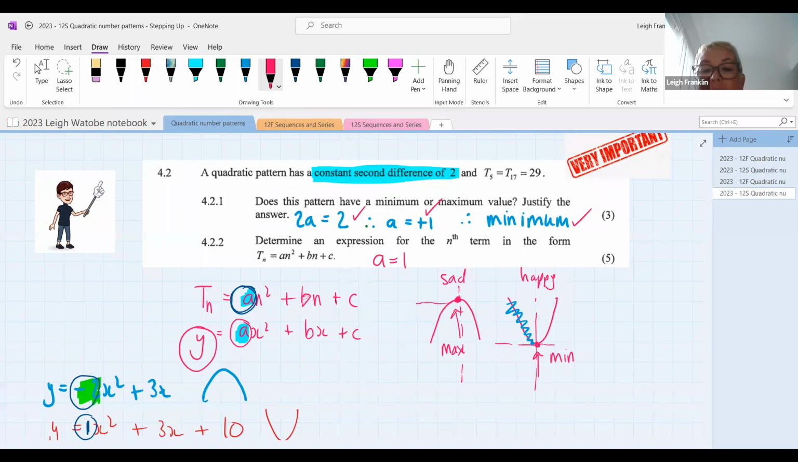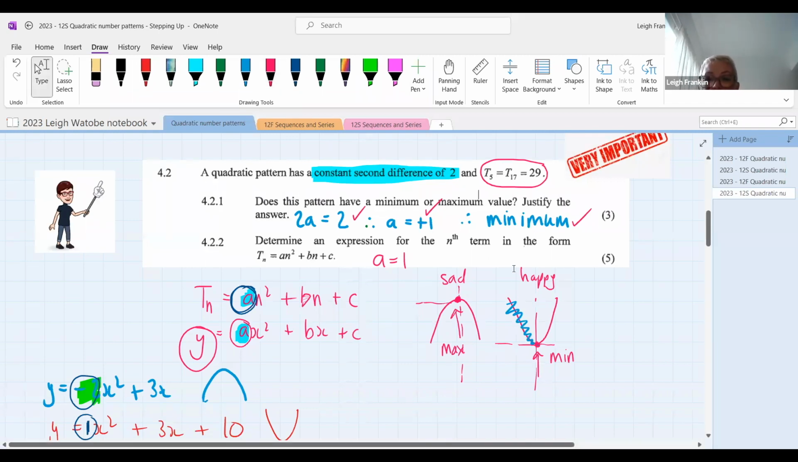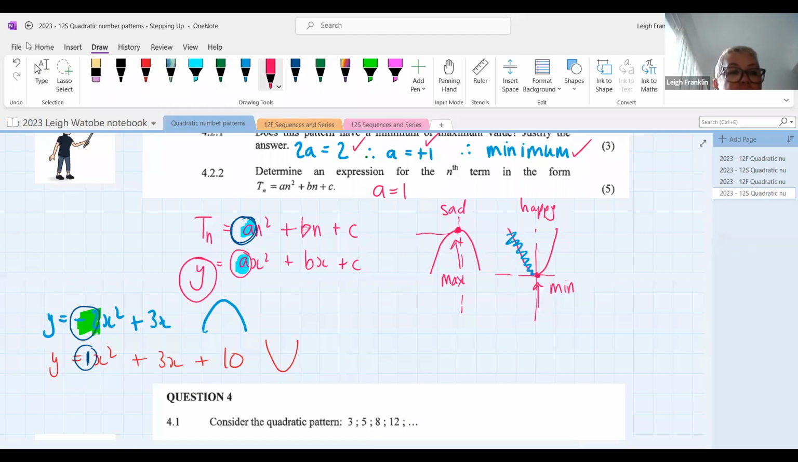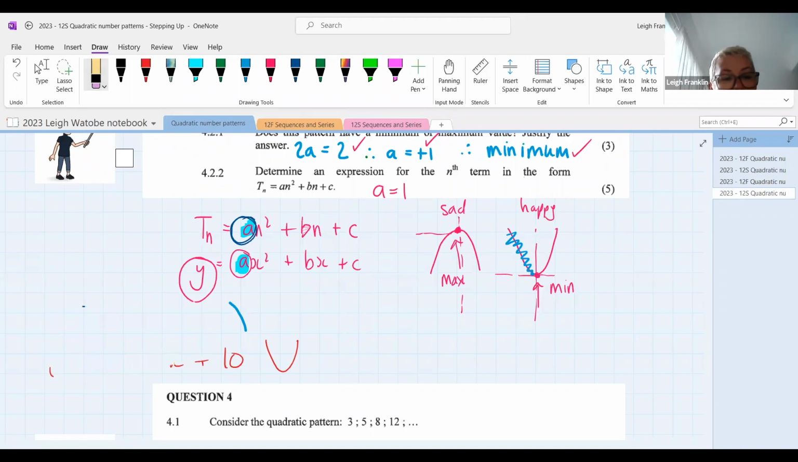Okay, now here they tell us that term 5 and term 17 both have the same value of 29. How is that possible? How is it possible that term 5 and term 17 both have a value? Think about the parabola. Think about what you know about the parabola from grade 11.